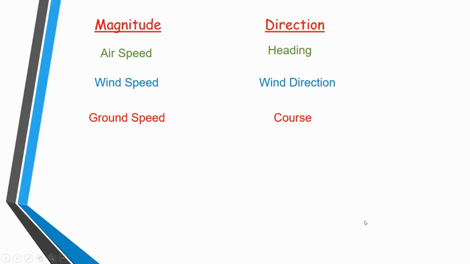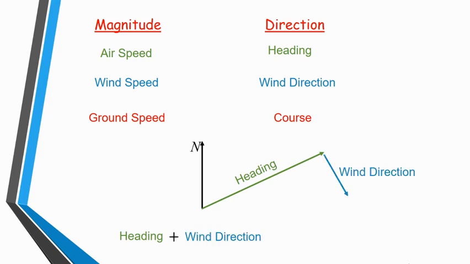I'll try to color code them here. As you can see, airspeed and heading are set. The magnitude is the airspeed, the direction would be the heading. Wind speed is the magnitude with the wind direction, and ground speed is the course. And so in general, this is what we're going to have, is measuring from our direction. We want to have a heading going where we want it to go. The wind is going to cause that to go somewhere off of where we were aimed, and that'll cause the course. And so the heading plus the wind direction is our course.